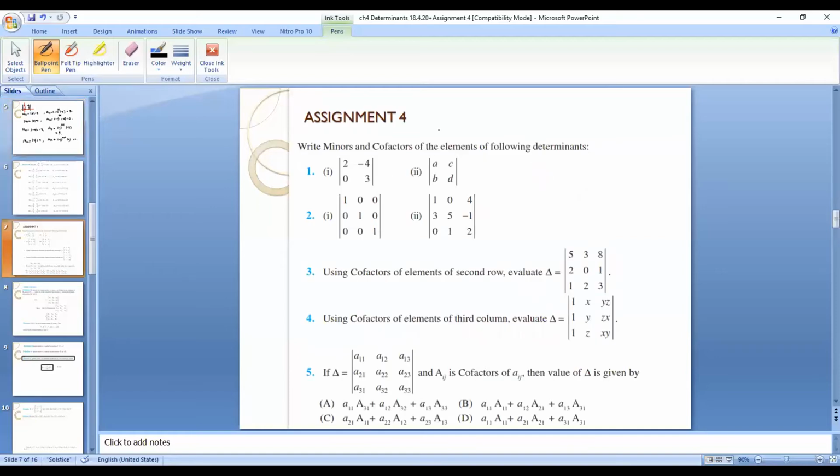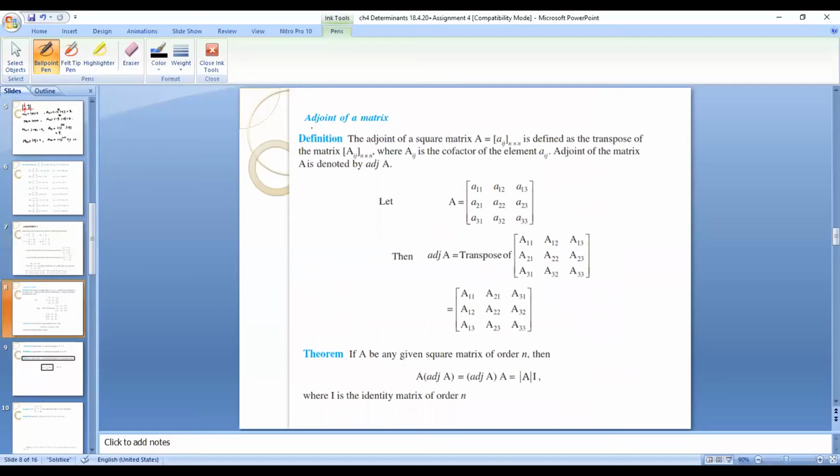Now this is your assignment, right? Minors and cofactors. So this is very easy, right? 2 by 2 and 3 by 3 determinants are given and you have to find your minors and cofactors, right? Next topic is adjoint of a matrix, right? Now how to write adjoint A? We have found minors, we have found cofactors. With the help of these minors and cofactors, we can write adjoint. Right?